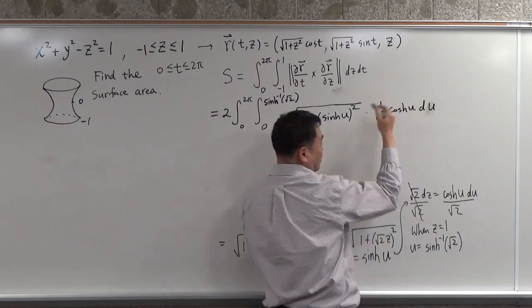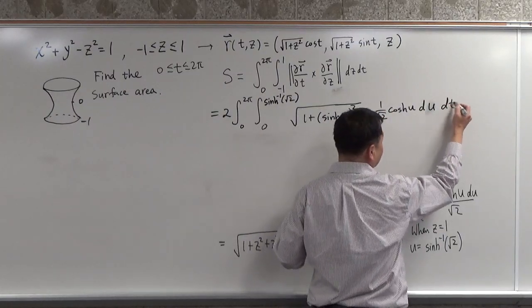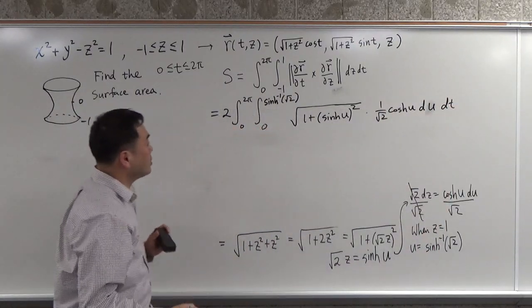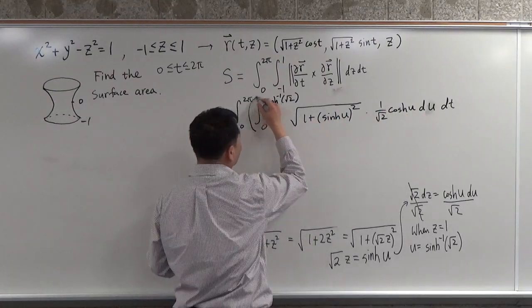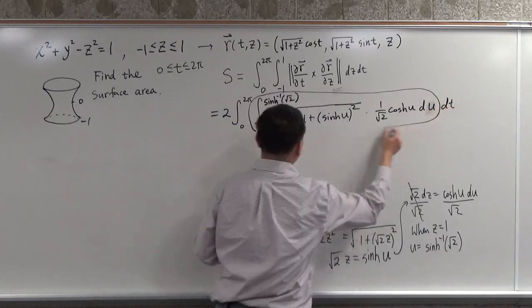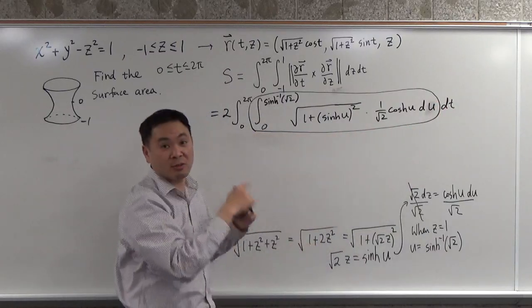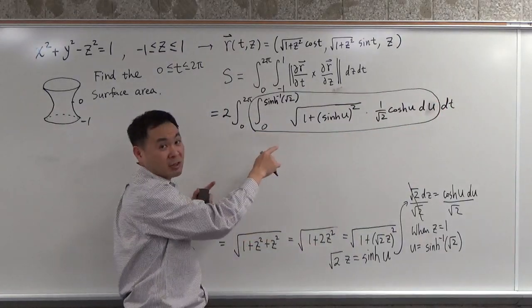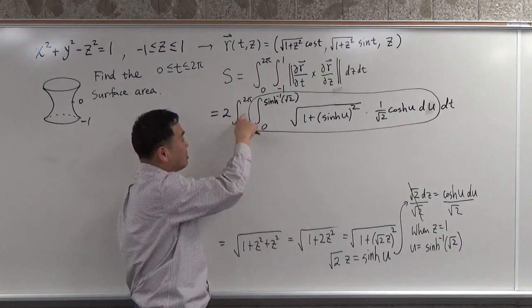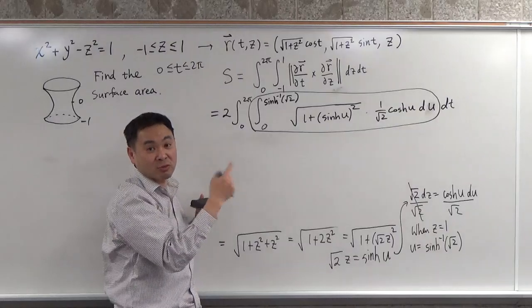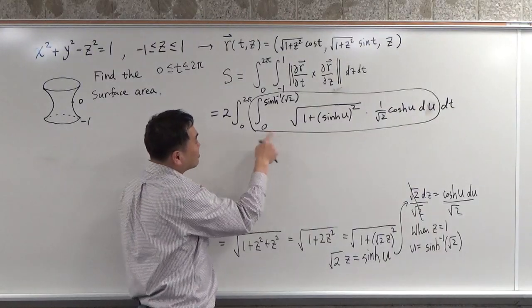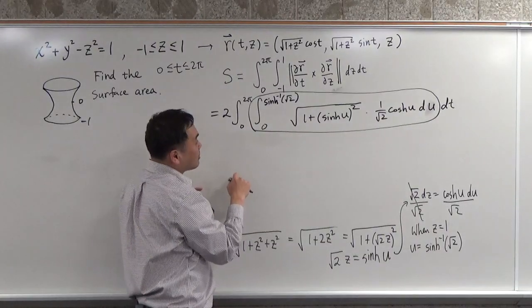This much is your dz, and then dt. Now notice that this has nothing to do with dt, so I can just think of this entire thing as a constant, and if you integrate by dt, integrating a constant by dt from 0 to 2 pi just introduces a factor of 2 pi, right? So let's just take care of the dt first.